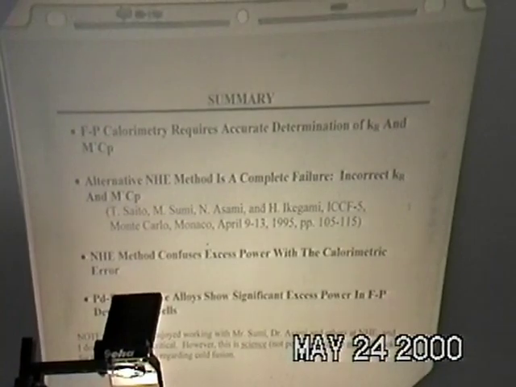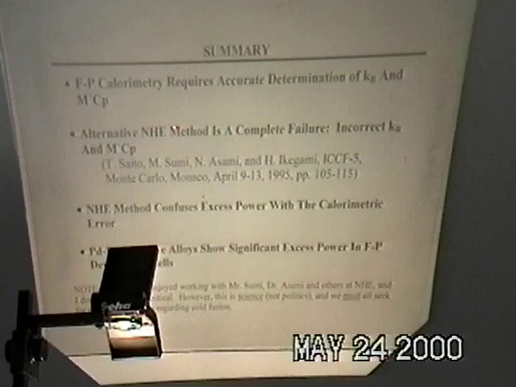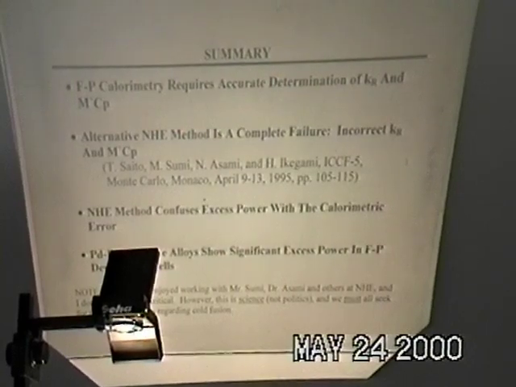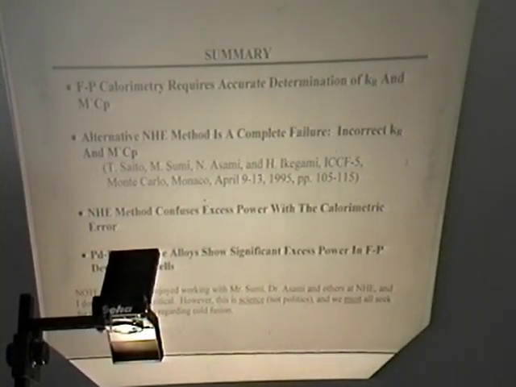Summary: with the Fleischmann-Pons calorimetry, you have to get an accurate determination of the radiative heat transfer coefficient and the water equivalent of the cell, or you should not even try to use it if you're not going to try very hard to get those things right. The alternative NHE method, which was published in the Monte Carlo meeting, is a complete failure. I would cross that article out if you go back to that publication.